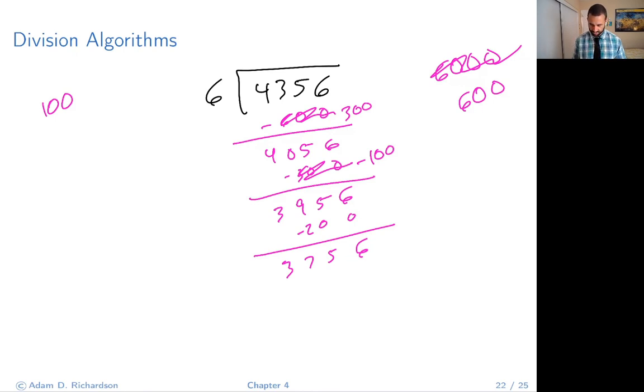Now, what's another multiple of 6? Well, 2,400. That's another multiple of 6. But how many 6s is that? 400.